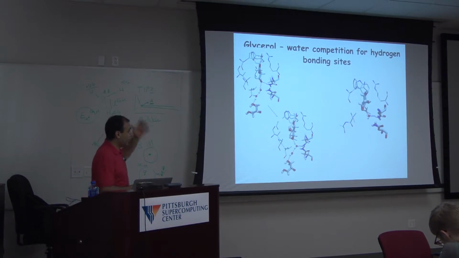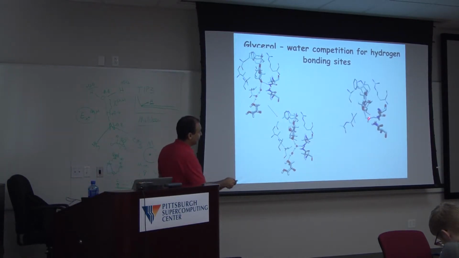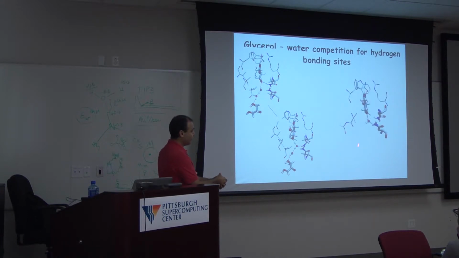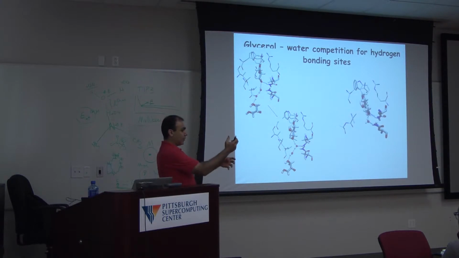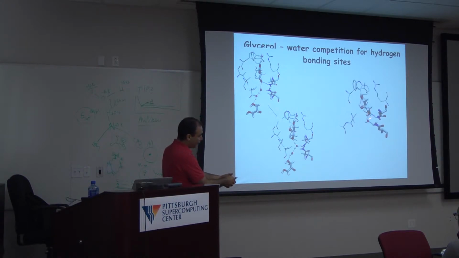1 point on the importance of explicit solvent here. Actually, we had a lot of competition. Glycerol doesn't go through the pore by itself. It is actually accompanied with water. In fact, the pore is filled with water in the absence of glycerol, and glycerol probably has to come with water. So there is a lot of competition between water and glycerol for forming hydrogen bond to those carbonyls and these asparagines.